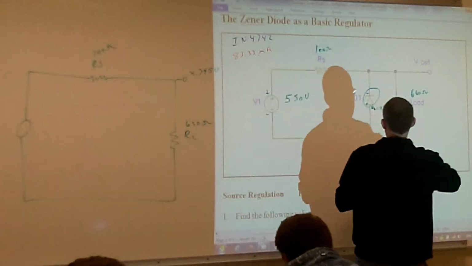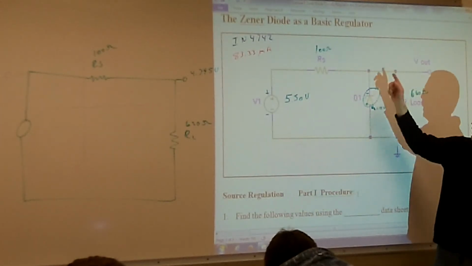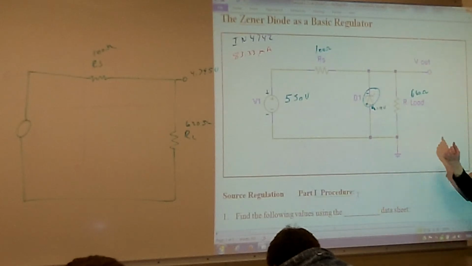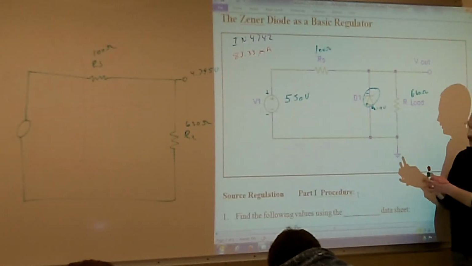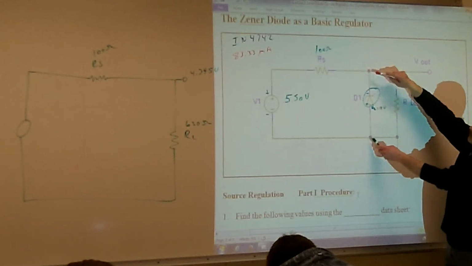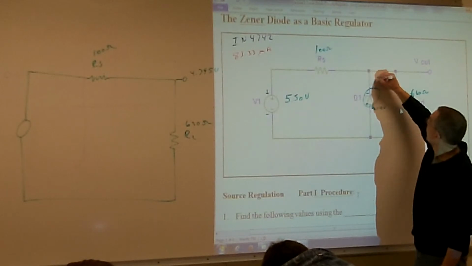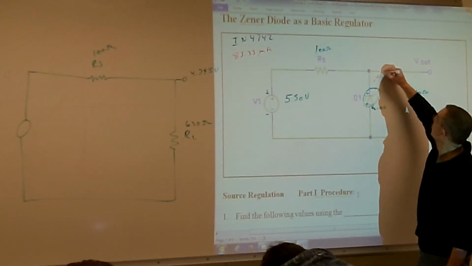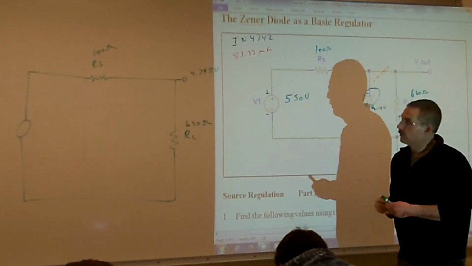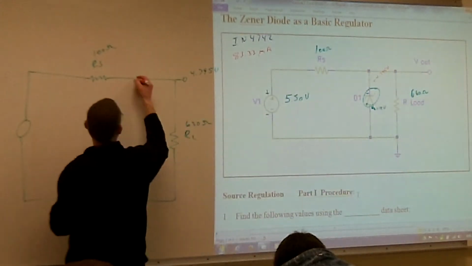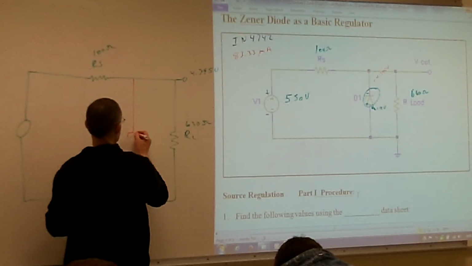Because when I treat this diode as an open, now I just have a series circuit. What's another name for a series circuit? Voltage divider. Okay? So we have to treat it as a voltage divider. So at this point here, I would have my soft voltage of a positive 4.795 volts. Sometimes it's nice to go ahead and draw your equivalent circuit without that Zener in there.